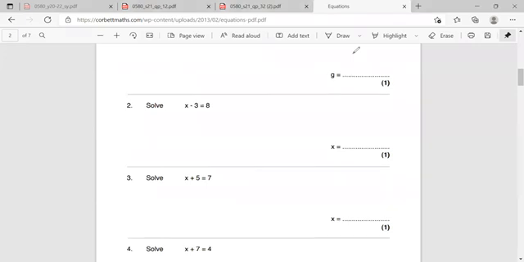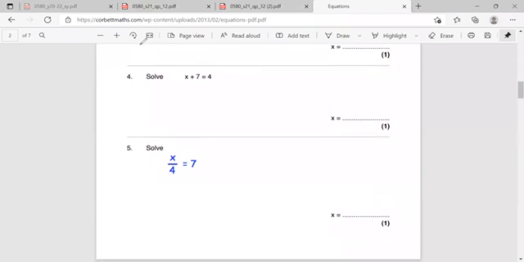The second question here, I have solve x minus 3 equals 8. So I'm going to move minus 3 to the other side as plus 3. So x is equivalent to 11. Question 3, solve x plus 5 equals 7. Plus 5 will move to the other side as minus 5. x equals 7 minus 5, which is 2. Let's proceed.